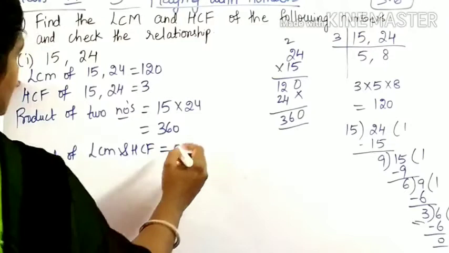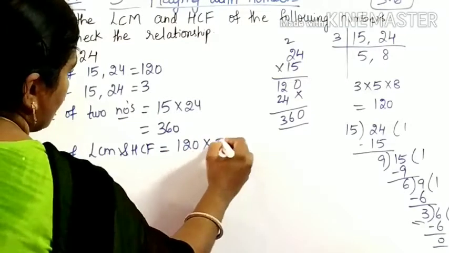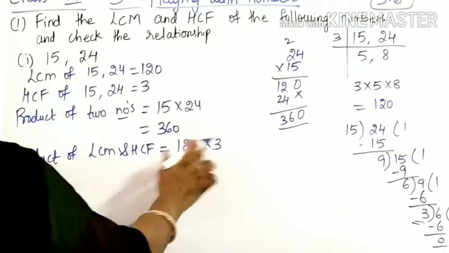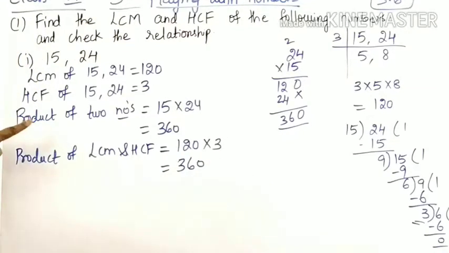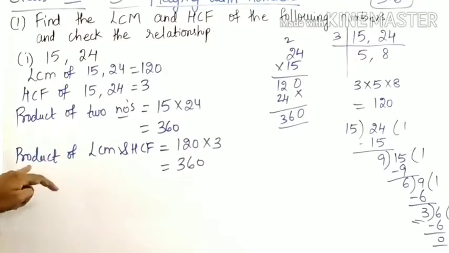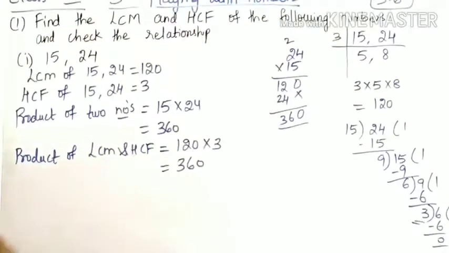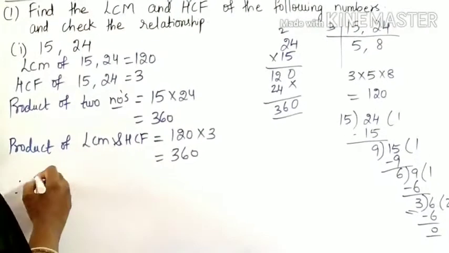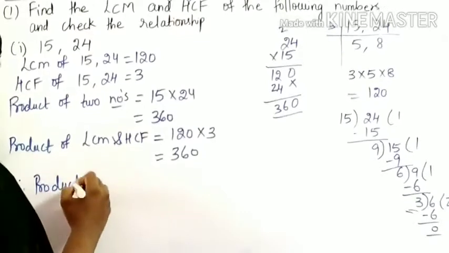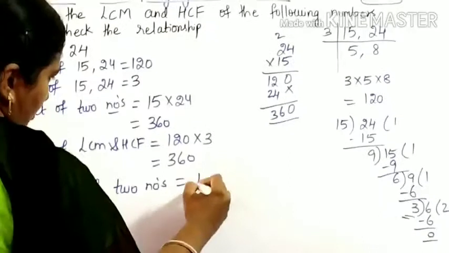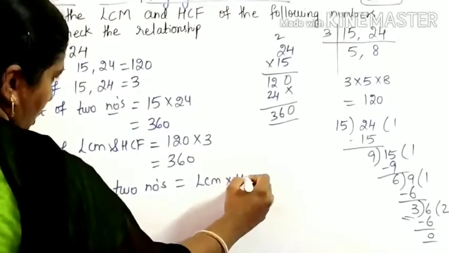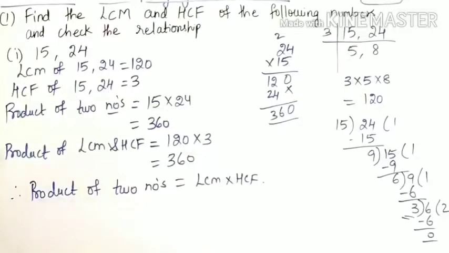What is the LCM you got here? 120 and the HCF is 3. So when you multiply 120 into 3, 12 is 36, 360. Right? Here if you observe, the product of two numbers you got is 360 and the product of LCM and HCF is also 360. Therefore, we got that the product of two numbers is nothing but LCM into HCF. So this is the relation.